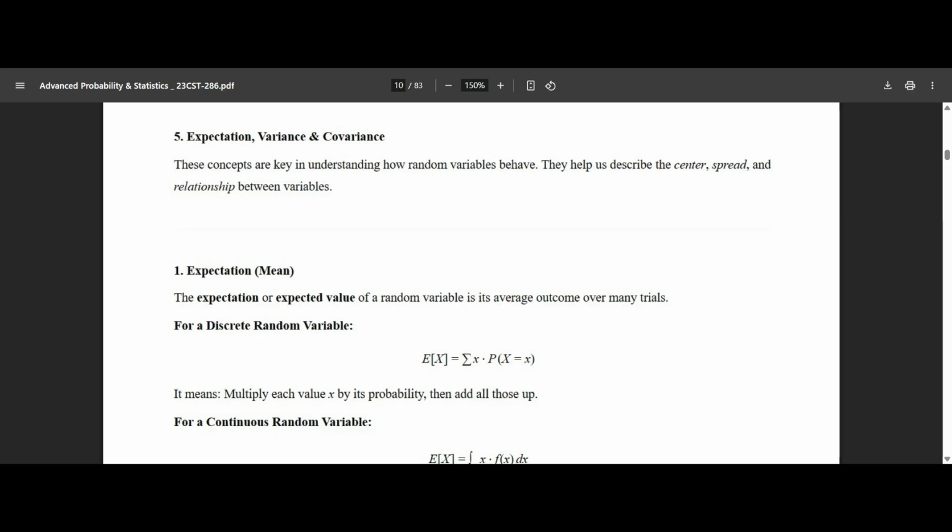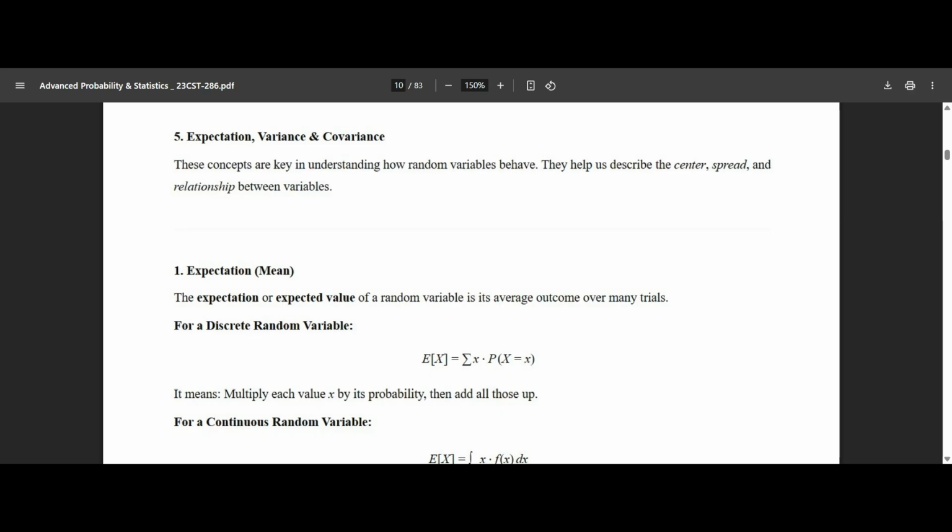Next part is expectation, variance and covariance. Let me tell you, expectation and variance are basic building concepts of your next unit, that is unit 2. So here we'll study just the foundation of these concepts. These concepts are key in understanding how random variables behave. They help us describe the center, spread, and relationship between variables.